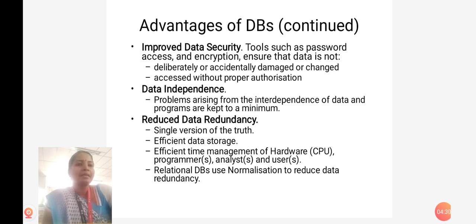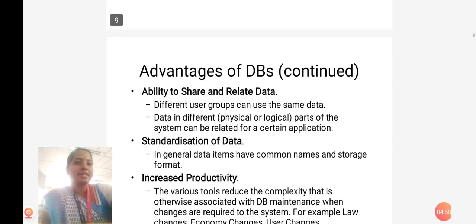Problems arising from the interdependence of data and programs are kept to a minimum. Reduced data redundancy. Single version of the truth is here. Efficient data storage is also used. Effective time management of hardware, that is CPU. Here they are coming to say the priority scheduling method. Programmers, analysts, and users. Priority scheduling is used everywhere. Relational databases use normalization to reduce the data redundancy.